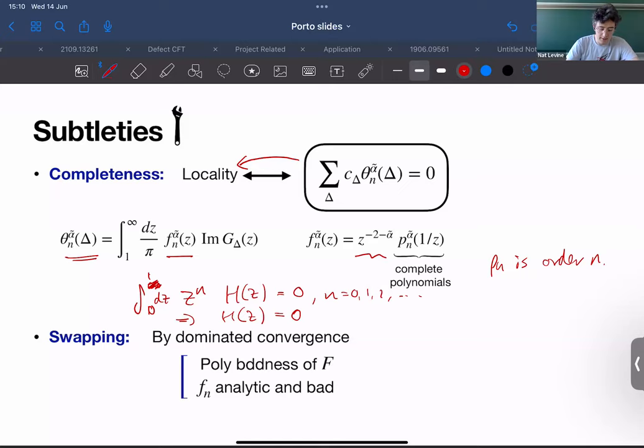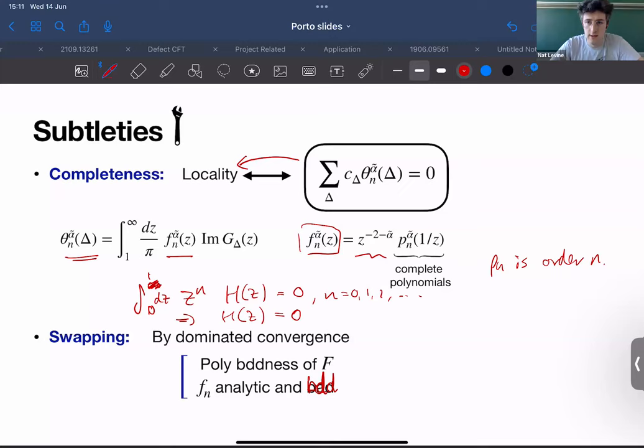So we have completeness. And this swapping property that I mentioned a couple of times, I'm not going to explain in detail, but essentially you can just prove it using dominated convergence. And you need to use this polynomial boundedness of F, as well as some properties of these functionals. So these F are analytic in a certain domain and bounded at infinity with a certain power. And so this allows you essentially to prove swapping.